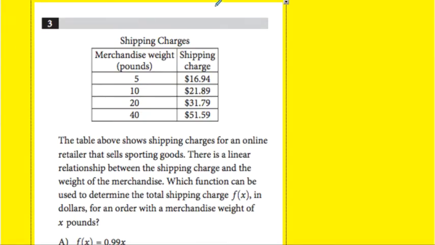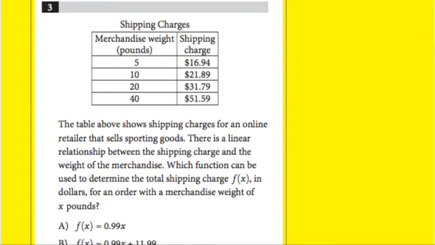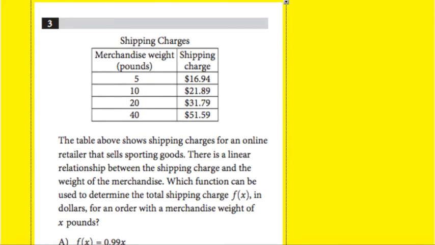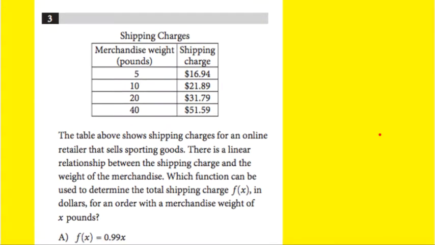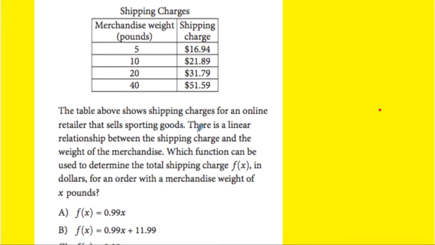Here's what I mean. Here's an example from practice test 10, number 3, and non-calculator. Oh, wait, no, I'm sorry, calculator. And it's giving us this word problem. It's number 3, so it should be pretty easy. It says the table above shows shipping charges for an online retailer that sells sporting goods. There is a linear relationship between the shipping charge and the weight of the merchandise. Which function can be used to determine the total shipping charge, f of x, in dollars for an order with a merchandise weight of x pounds?